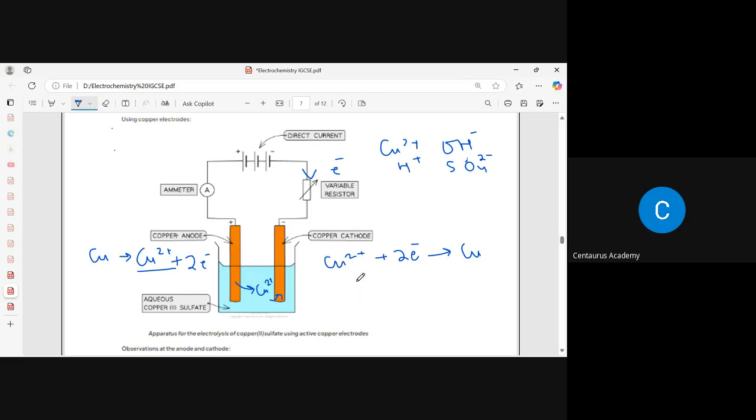And what about these ions? The rate at which these copper ions are being produced and the rate at which they are being deposited onto the cathode is exactly the same. Okay. So what happens?